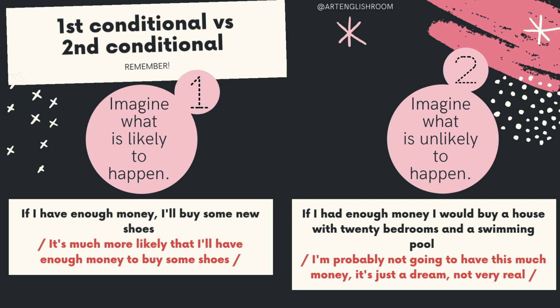In the second conditional, we imagine what is unlikely to happen. For example, if I had enough money, I would buy a house with 20 bedrooms and a swimming pool. I'm probably not going to have this much money. It's just a dream, not very real.